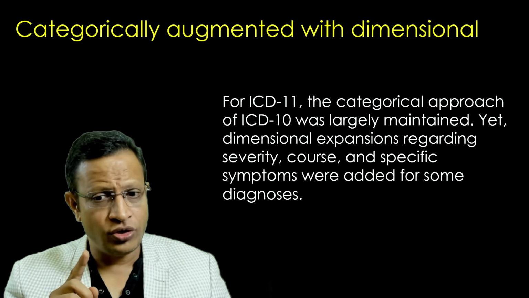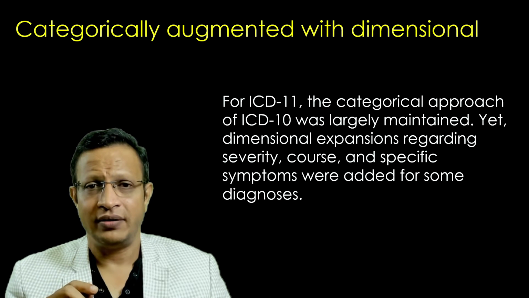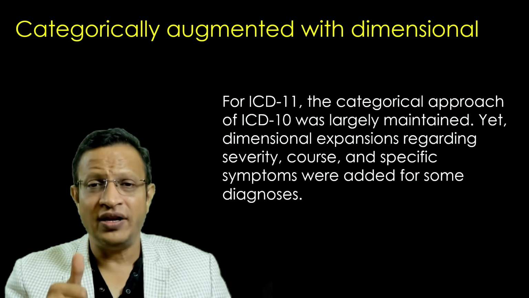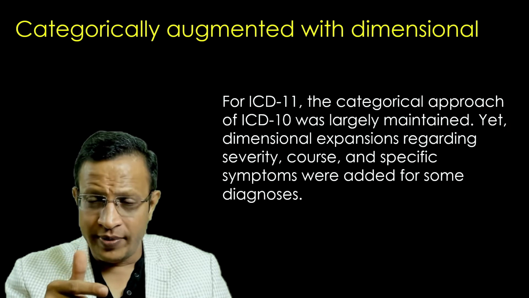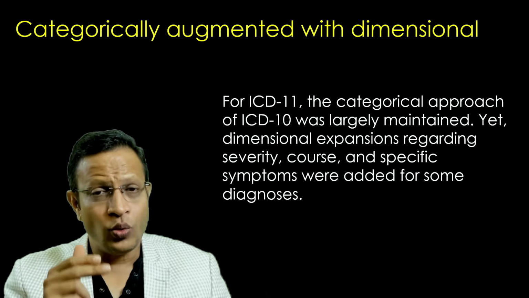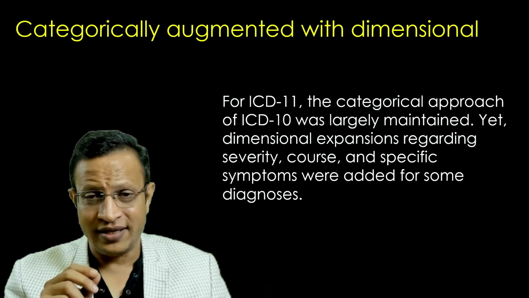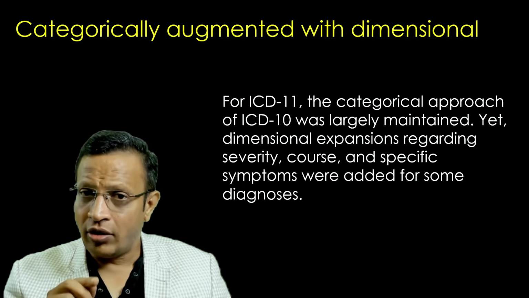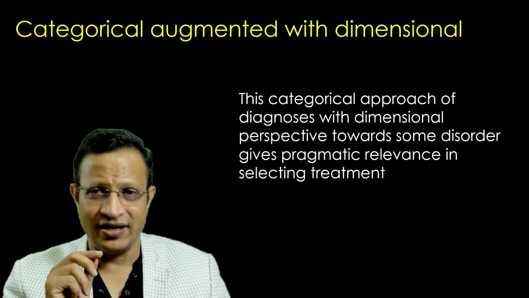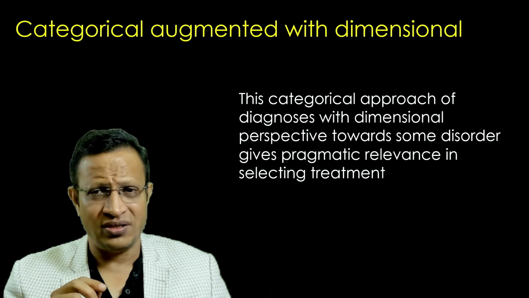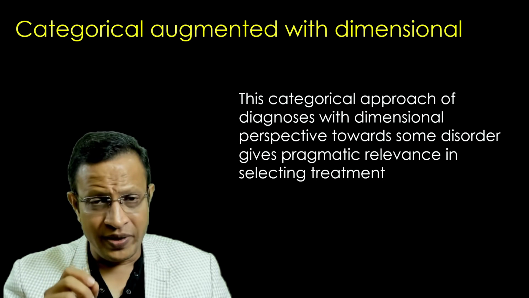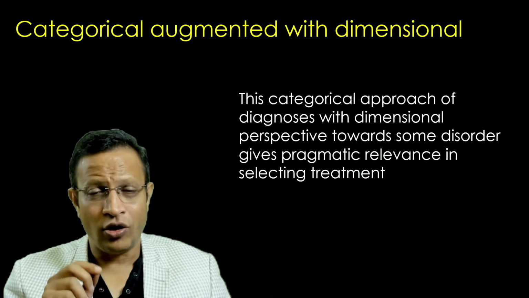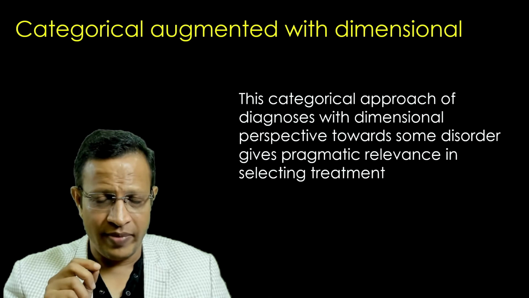Basically, ICD-11 continues to hold the categorical approach, but they have added a dimensionality spectrum: the severity of illness will be coded, the course of the illness will be coded, any specific symptoms which need to be diagnosed will be added, and sometimes even the treatment response will be coded. That means in ICD-11, along with the categorical approach, the dimensional approach has also been considered. The categorical approach of diagnosis is very essential from the perspective of the primary care doctor and also the doctors who are involved in coding, making diagnoses and planning treatment management.